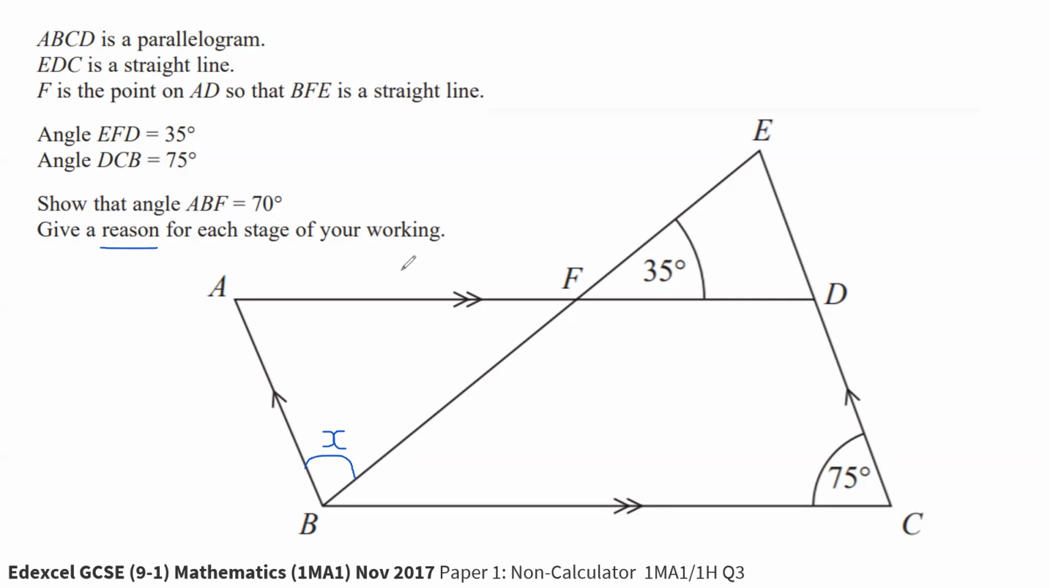Now, this is where the 4 rules of angles on parallel lines come in really useful. So number 1 is opposite angles are equal. So if you see here, we've got a straight line that crosses a parallel line. We know that this angle here is equal to this angle. So we know that AFB is 35 degrees.